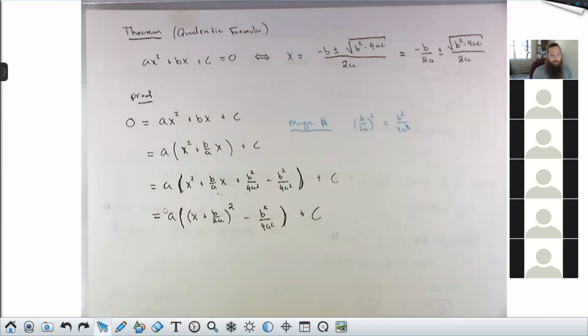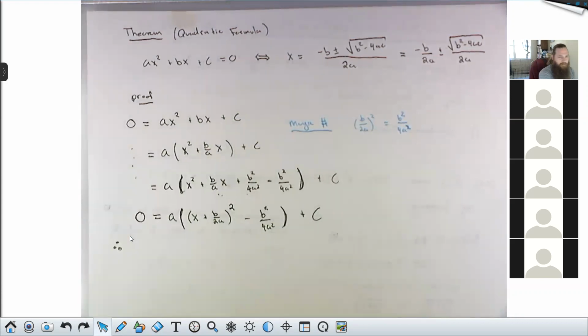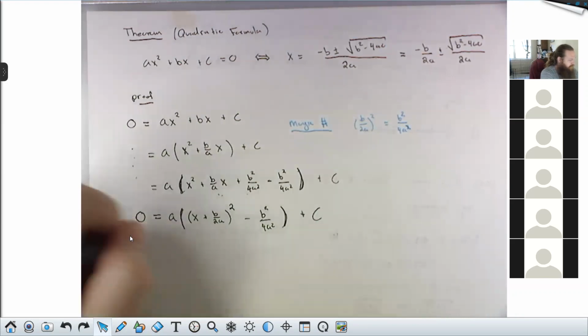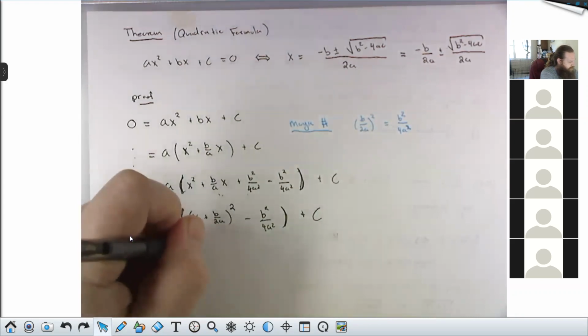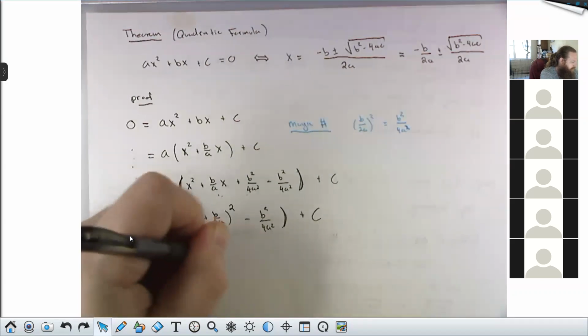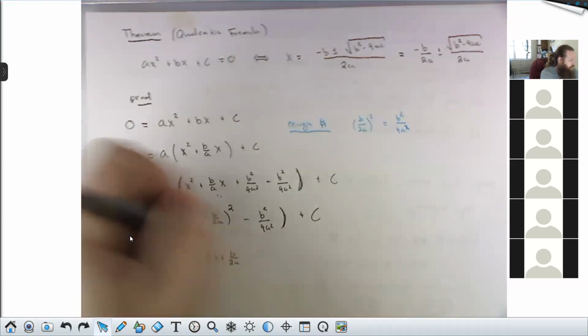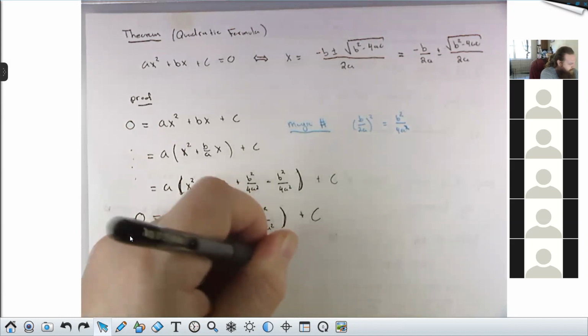Now we're going to start solving. All right, so I've completed the square. I've got all this stuff equal to 0, so I can subtract the c over. My left-hand side here is still 0, I'm just not writing it. If I subtract c from both sides, I'll get negative c equals a times big parentheses x plus b over 2a all squared minus b squared over 4a squared.